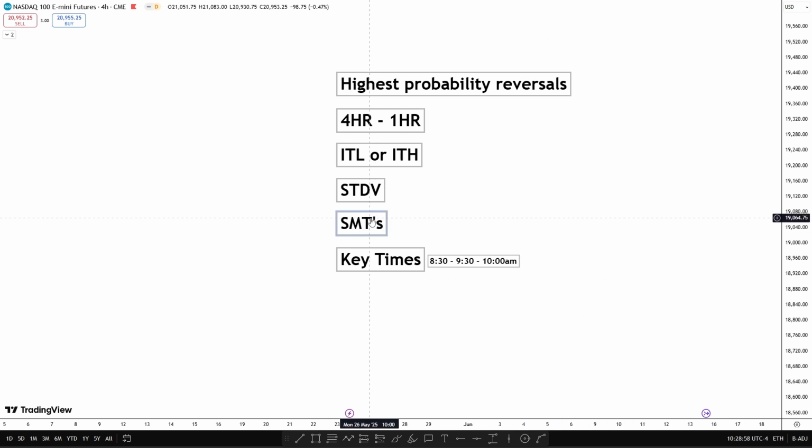I did forget to add SMTs at the beginning of the video, however I'm going to add it now. I don't know how I forgot this. It is one of the key things that I actually use every day.